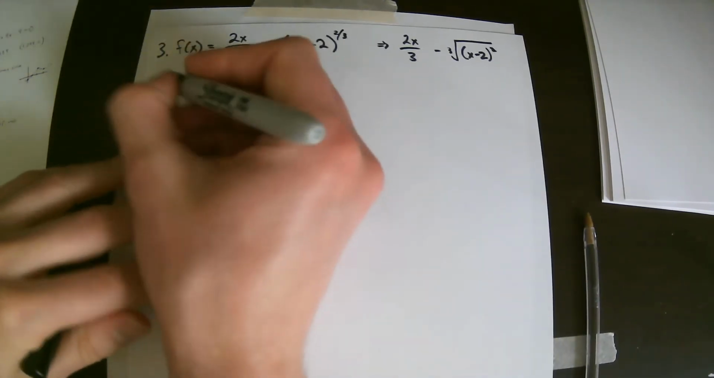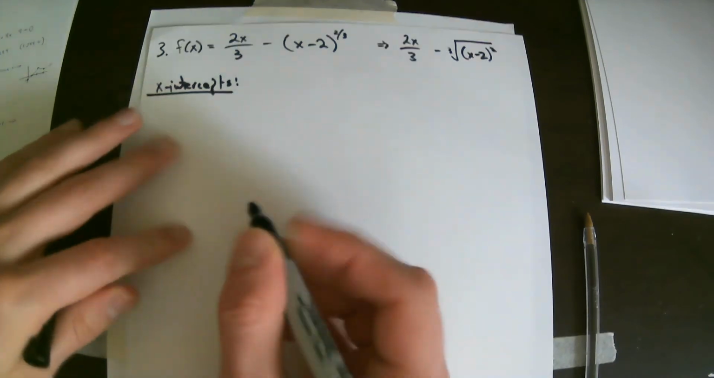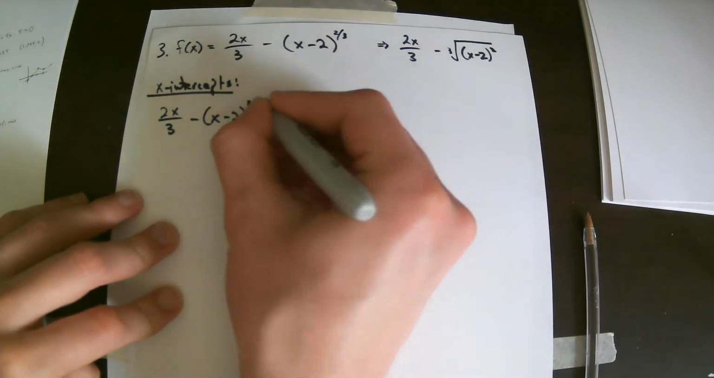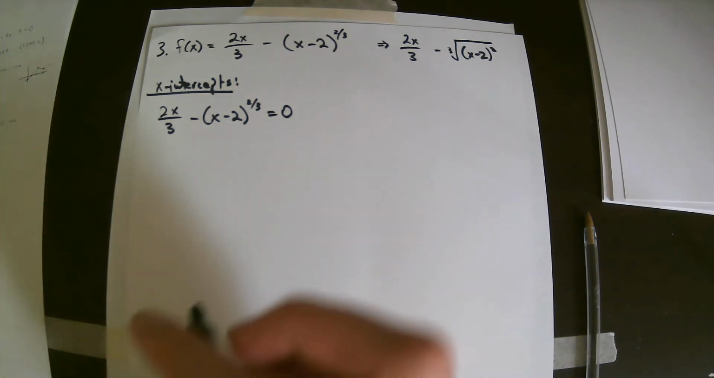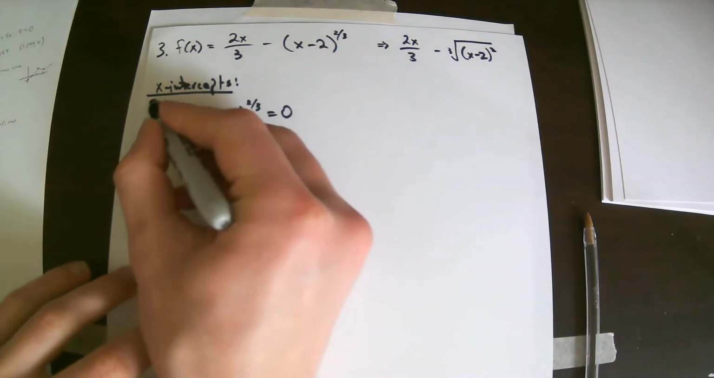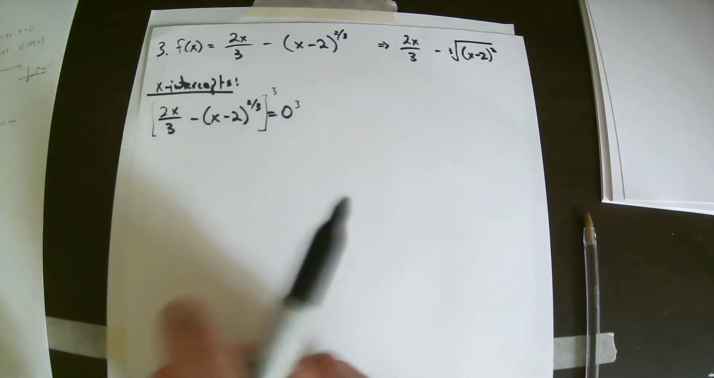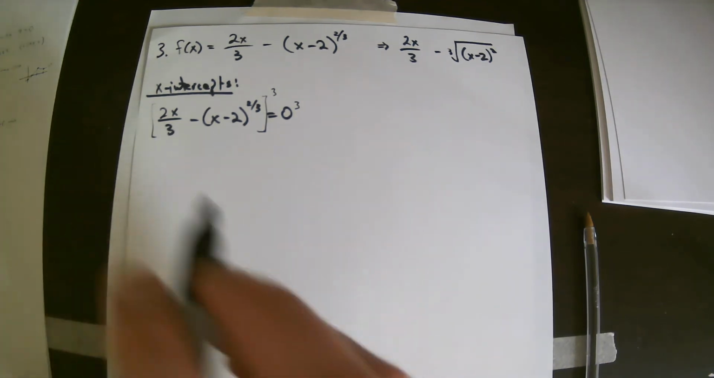Alright, intercepts. X-intercepts. Let's set this thing equal to 0. What can I do? I'm going to cube both sides. Oh, wait. Is that what I mean to do? No, that's going to make things... No. Oh, I know what I'm trying to say.